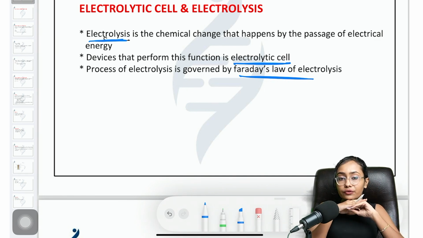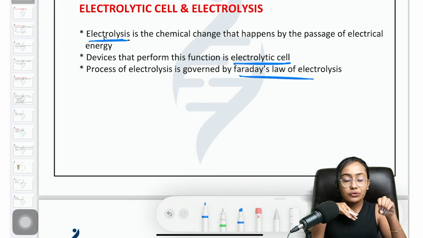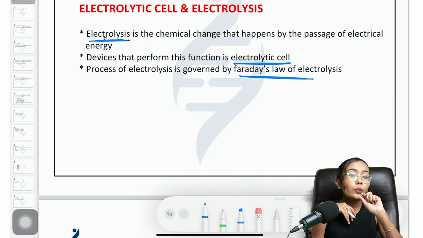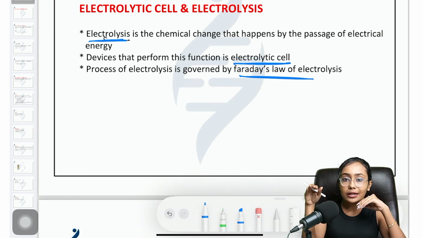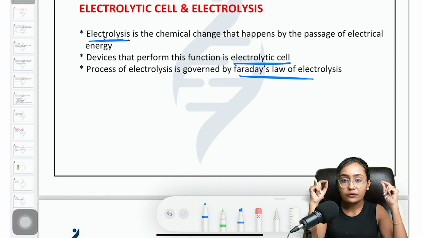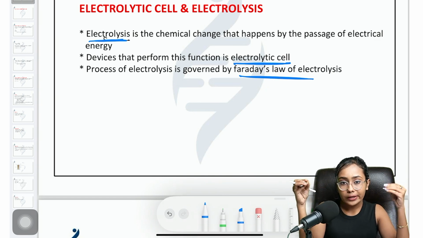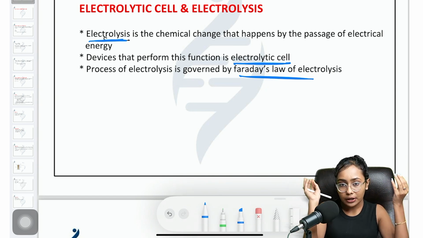We have two laws of Faraday, that is Faraday's first law of electrolysis and Faraday's second law of electrolysis. We'll be discussing both laws. In the first law, we need the statement, we need the equation, and we also need to know how to deal with the numericals coming from Faraday's first law of electrolysis. From Faraday's second law, we just need the statement and the equation. No numericals will be asked from that topic.